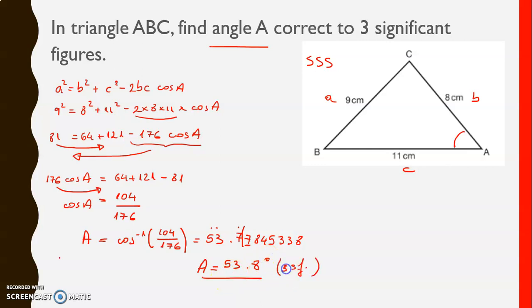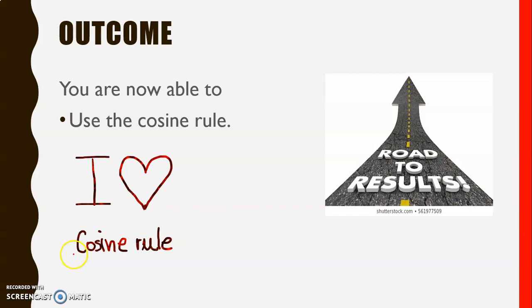Okay, so I hope you feel much more confident using the cosine rule. Remember that the cosine rule is used to work out the missing side when we know two sides and the included angle, so side, angle, side, or when we are looking for an angle and we are given the three sides, so side, side, side. Okay, these are the two cases when we use the cosine rule.